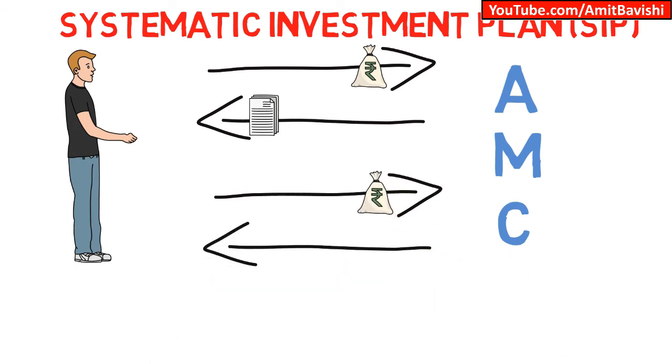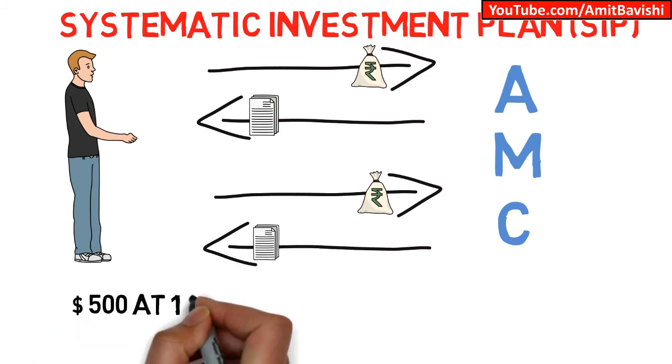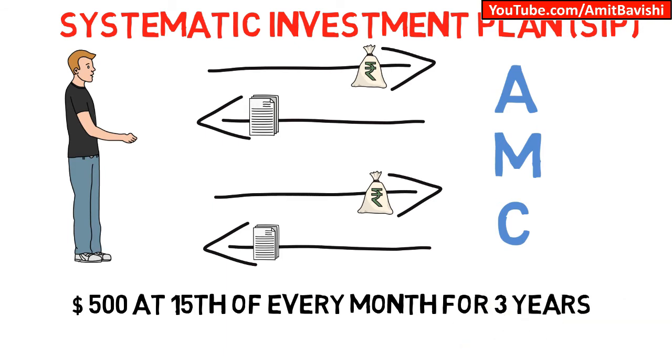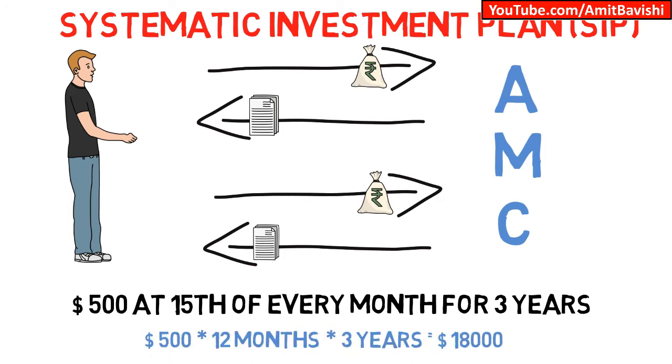For instance, an investor may opt for an SIP that invests Rs 500 every 15th of the month in an equity fund for a period of 3 years. And resultantly the person will invest around 18,000 during the whole tenure, that is 500 into 12 months into 3 years. So 500 into 12 into 3, that is 18,000 rupees.